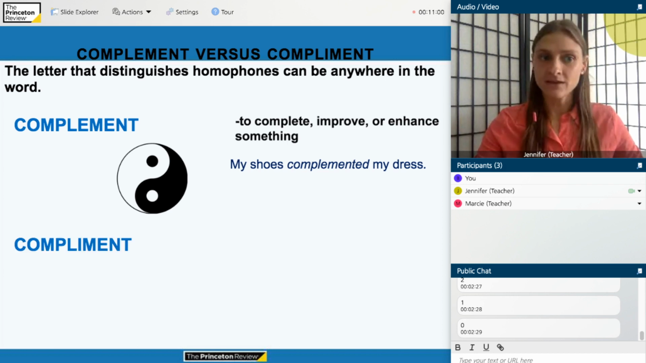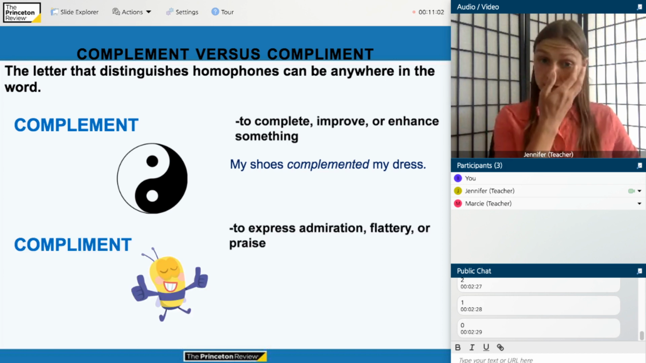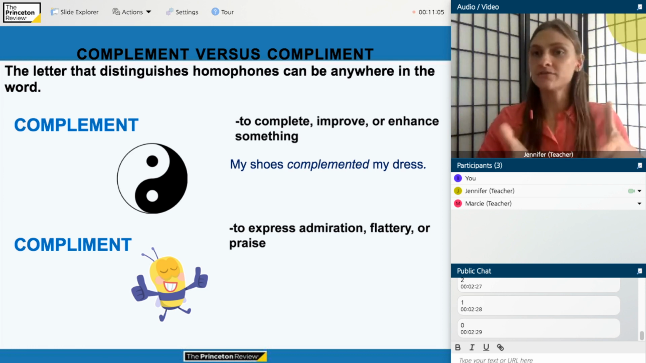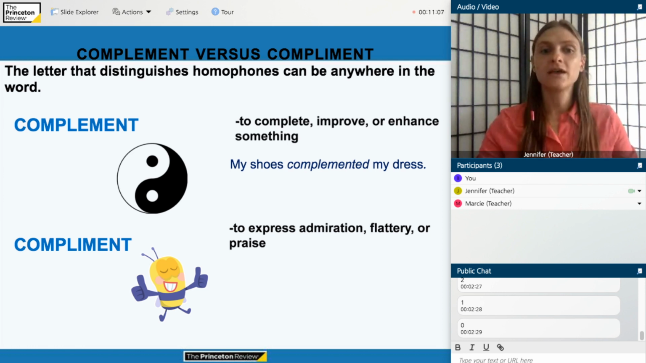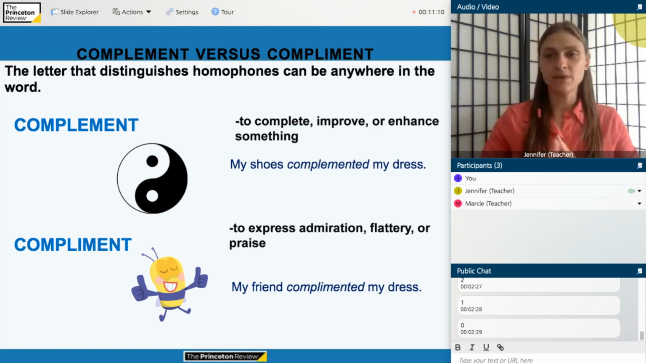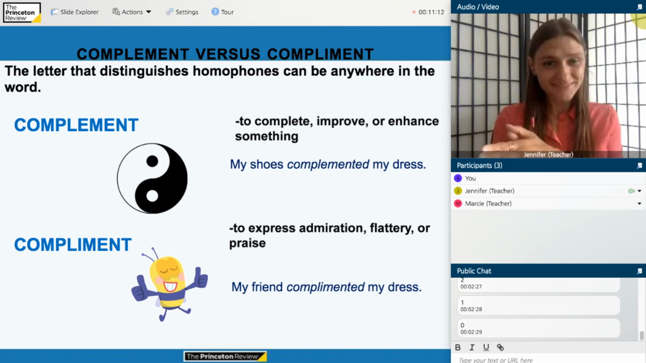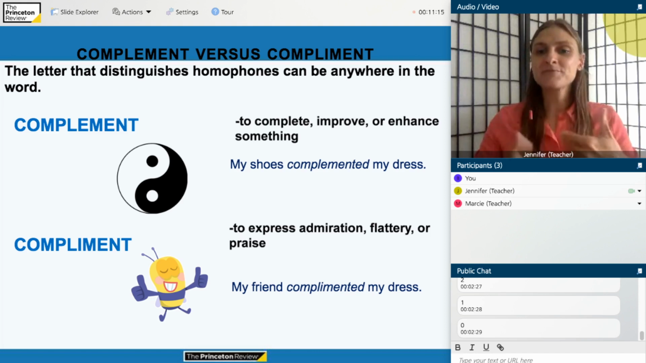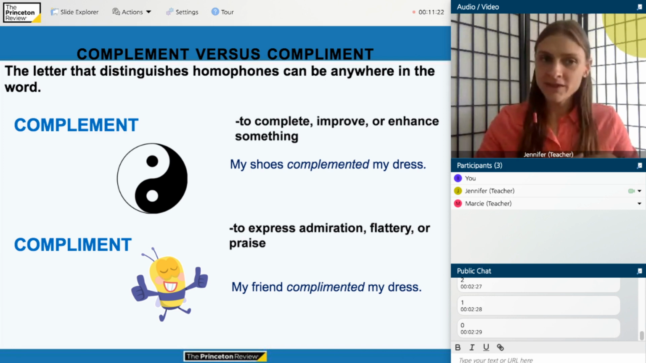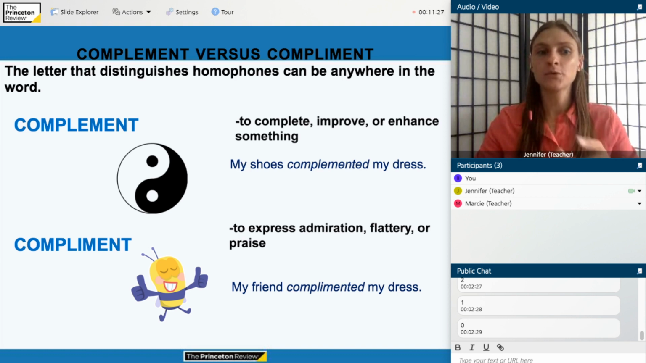Whereas a compliment with the I in it, that's when you're expressing admiration or flattery or some kind of praise. So you could say, my friend complimented my dress. Now it's a human being doing that action, complimenting. And in both cases, I'm talking about a dress, but the sentences are saying very different things. And complement and compliment can be nouns or verbs. You can have a compliment to something, or you can be given a compliment, or like in the sentence here, complimented as an action.